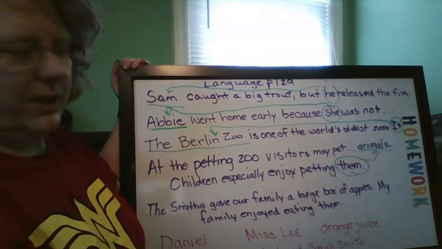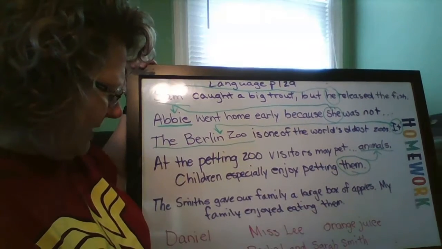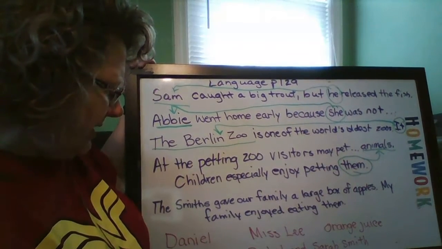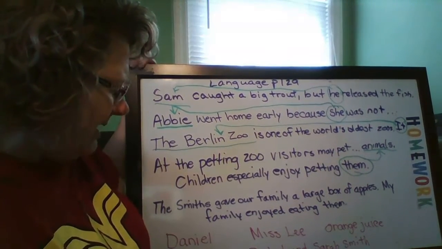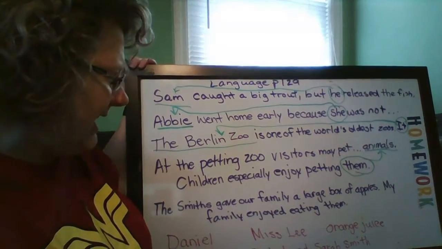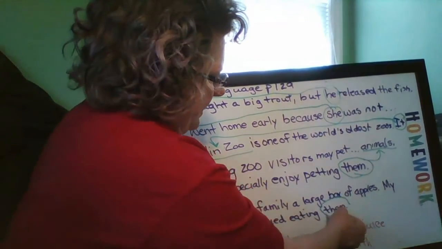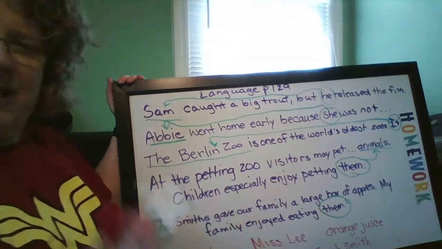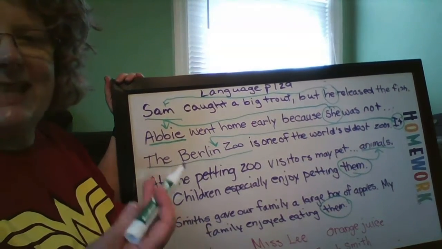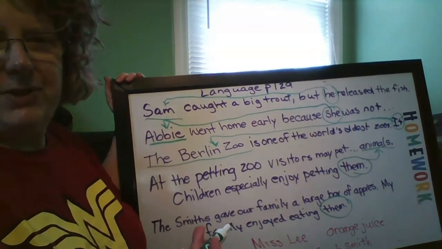Okay, last one on that section. The Smiths gave our family a large box of apples. My family enjoyed eating them. Okay. So them is our pronoun. We have to ask ourselves, what does them refer to?